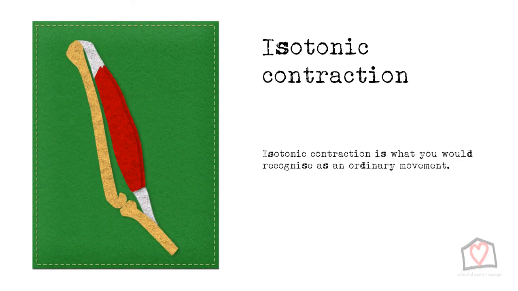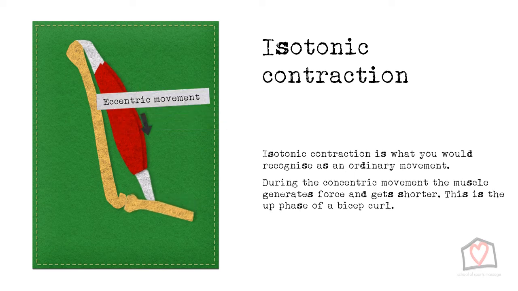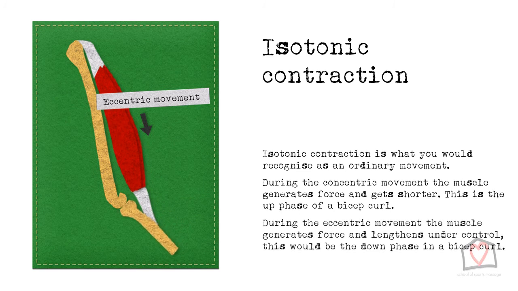Isotonic contraction is what you would recognise as an ordinary movement, so for simplicity, a bicep curl. This is divided into a concentric movement, which is the muscle generating a force and getting shorter. This is the up phase of a bicep curl, also known as a positive phase in training. The eccentric movement is the muscle generating force and lengthening under control, or the negative phase. This would be the down phase in a bicep curl.